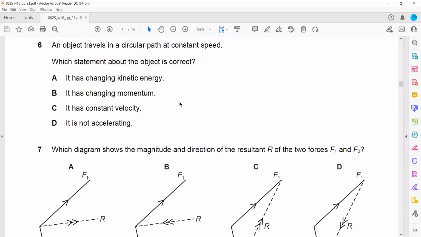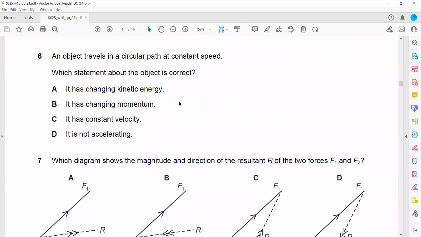An object travels in a circular path at a constant speed. Which statement describes it? Whenever an object is moving in a circular path, it is continuously changing its direction. Due to the change in direction, there will always be a change in velocity, or the object is accelerating, or the momentum changes, because all the vector quantities will change as the direction is changing. The speed is constant, so kinetic energy, which is not a vector quantity, does not change.